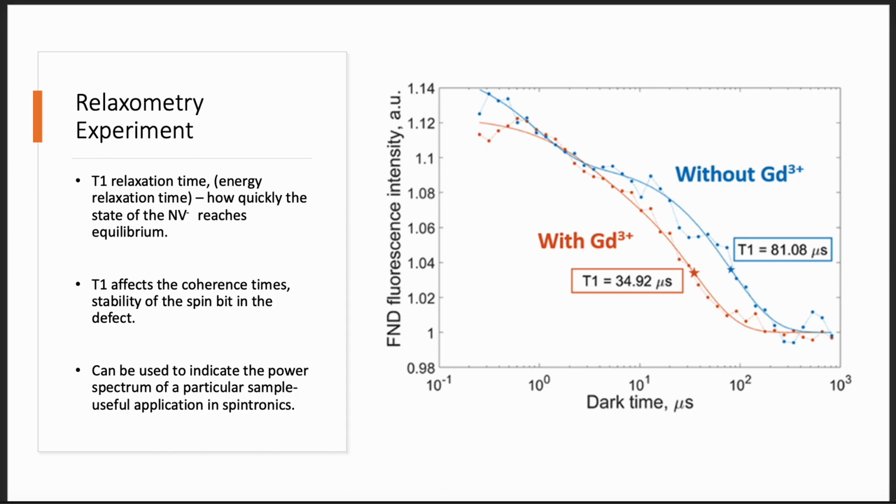In this case, when the NV center does not have a gadolinium sample brought close to its environment, it has a higher relaxation time. But when the gadolinium sample is brought close to its environment, the relaxation time reduces, meaning we're able to determine the power spectrum of this particular sample, which is useful in engineering applications such as spintronics.